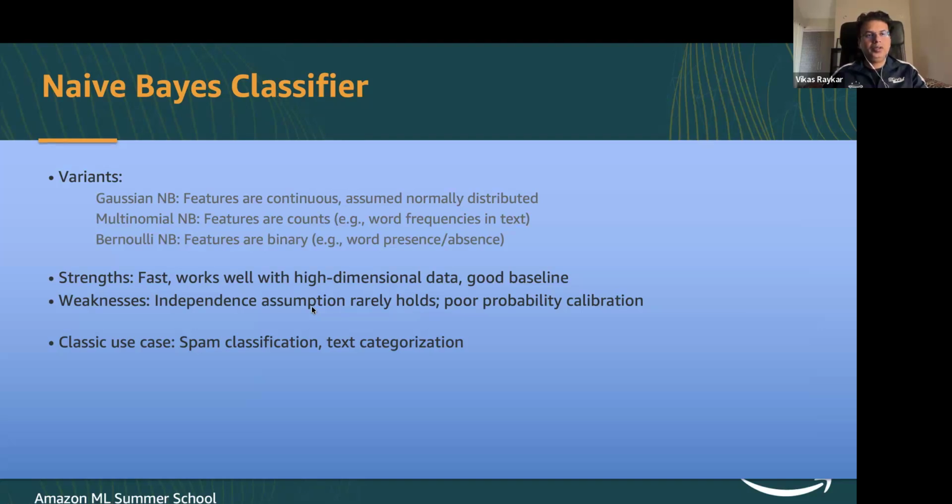One of the advantages of naive Bayes is that it's extremely fast and works well with high dimensional data. It's a good baseline for a lot of problems. The cons are, of course, the independence assumption, which rarely holds in practice, and also the probability scores are poorly calibrated. One of the most common use cases for naive Bayes is spam classification or text categorization.